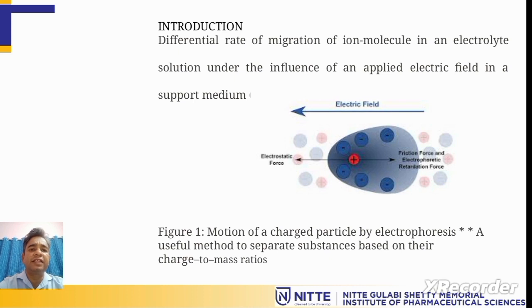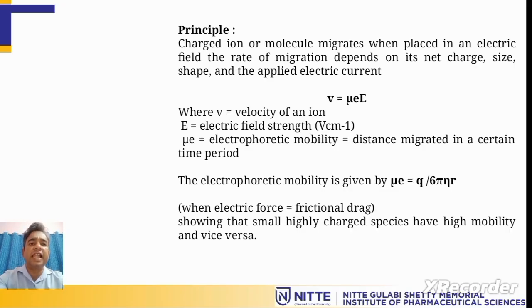In the next slide we can see how the separation of the charged particles happens under the influence of an electric field. This figure shows the motion of charged particles by electrophoresis, a useful method for separation of substances based on their charge to mass ratio. So look into the principle. The principle of electrophoresis states that a charged molecule migrates when placed in an electric field. The rate of migration depends on its net charge, size, shape, and applied electric current. The velocity of an ion is directly proportional to the electric field and electrophoretic mobility.